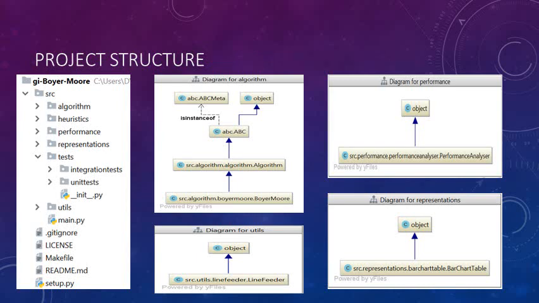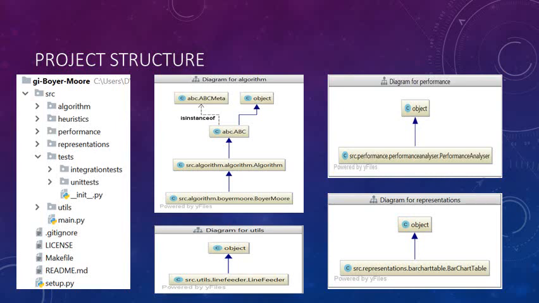So let's talk about the structure of the project itself. In the first picture on the furthest left we have the structure of the project divided into packages. So we have the main packages: algorithm, the heuristics. This is where all the heuristics we discussed today are located.